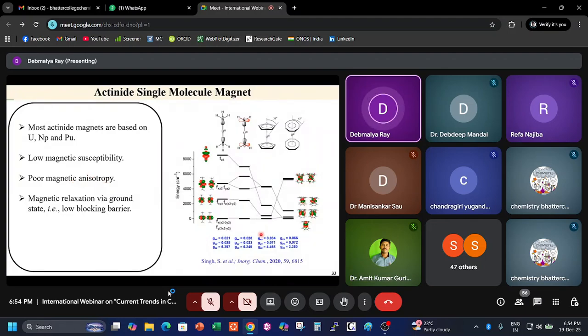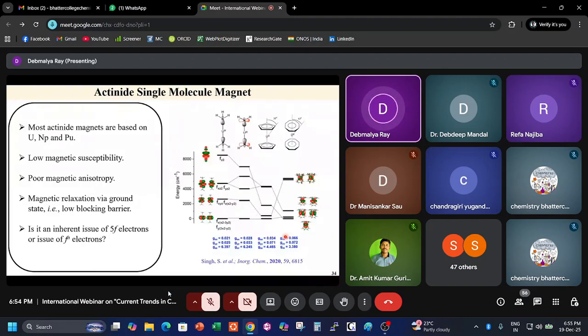For example, these are some examples of uranium and plutonium magnets. There is no specific anisotropy in any specific direction. They are very close to zero in all the directions. And the magnetic relaxation in this type of actinide magnet happens through the ground state. That means the blocking barrier for actinide magnets is usually zero, whereas for dysprosium and other magnets, it's much higher. So we were looking for something in the actinide series which has good magnetic properties.